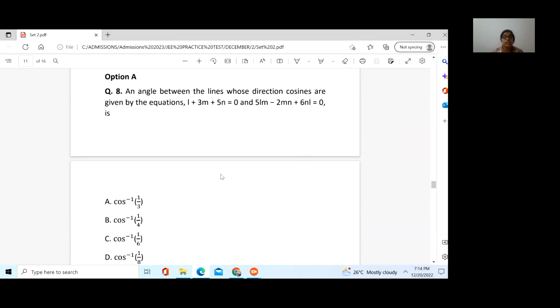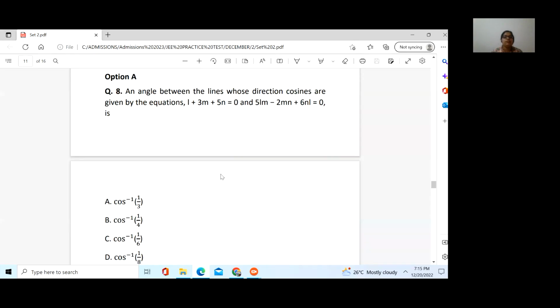Direction cosines, they have clearly mentioned it as direction cosines are given by these two equations. So the options are cos inverse 1 by 3, cos inverse 1 by 4, cos inverse 1 by 6, cos inverse 1 by 8. An angle between the lines whose direction cosines are given by the equation l plus 3m plus 5n equal to 0 and 5lm minus 2mn plus 6nl equal to 0.